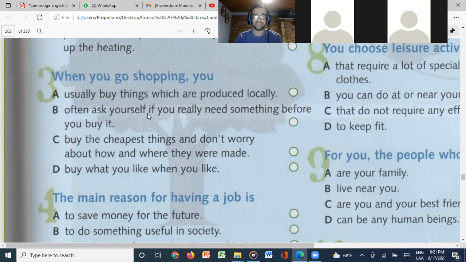What about you, Marielos? When you go shopping, which of those options do you agree with? Well, I agree with David. The same answer, B. I agree with David. Okay, B, excellent, perfect, perfect. Put it there, okay?